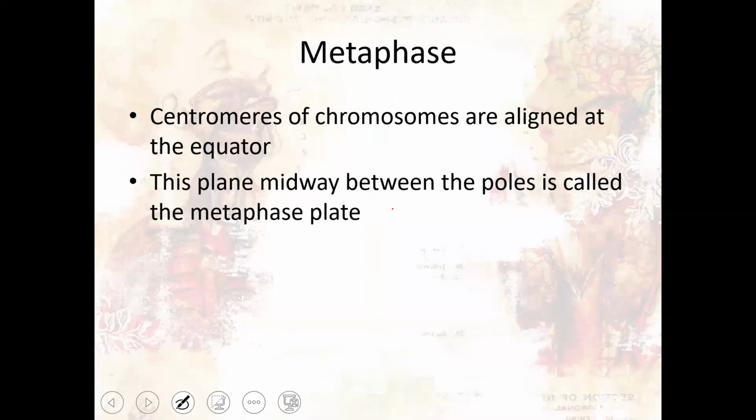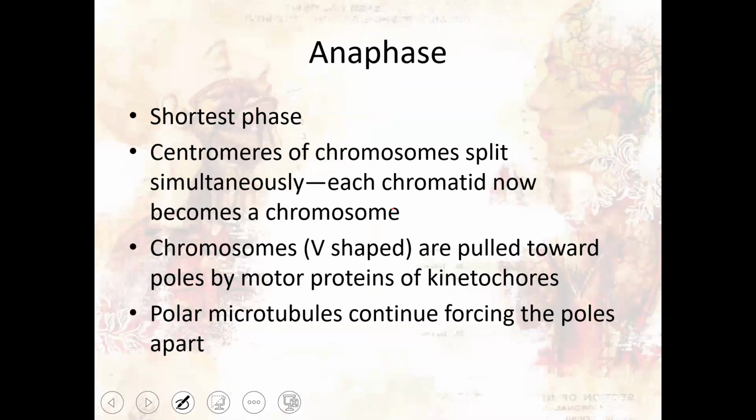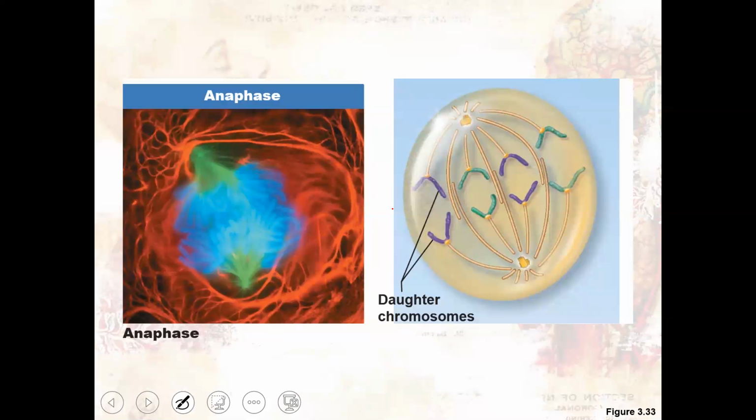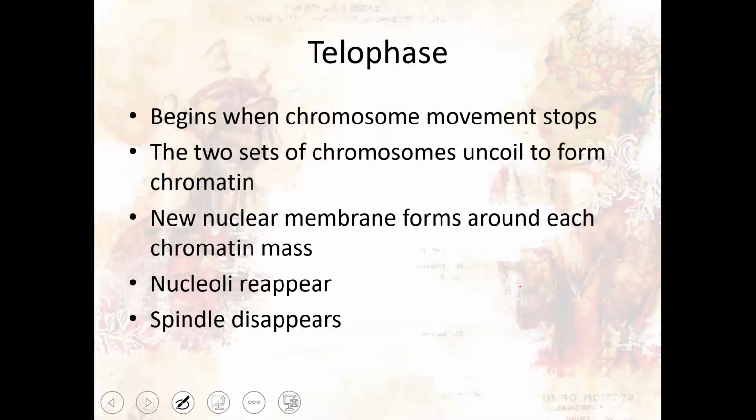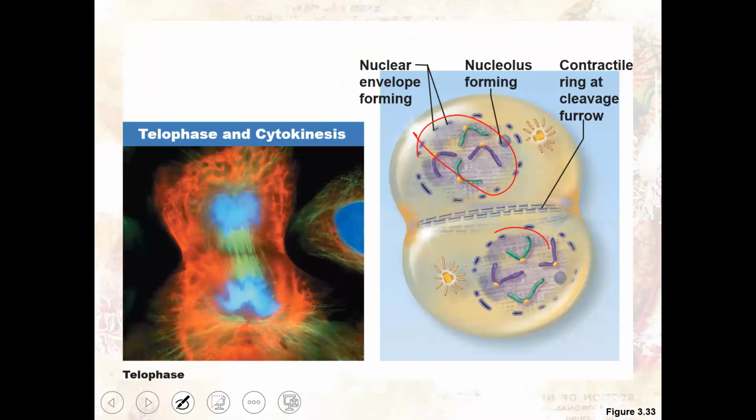In metaphase, they line up all in the middle. And then in anaphase, we pull them apart. Now they're going to get pulled back this way, and they're going to pull back this way until we get to telophase. And in telophase, we get a new nucleus on either side, and the cell splits in half.